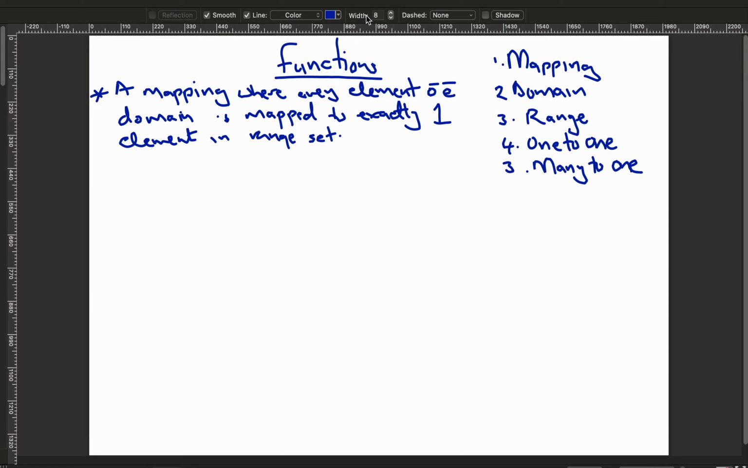Let's start to appreciate a topic on functions here. So the first thing that we need to appreciate is the definition itself. A function basically is a mapping, right?